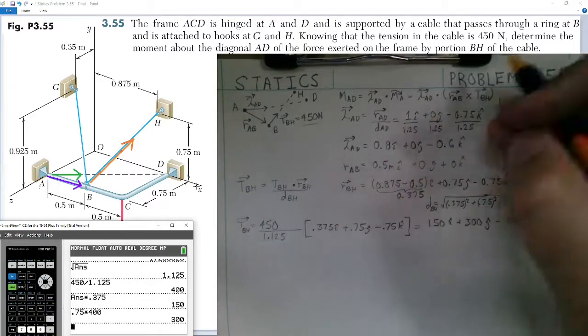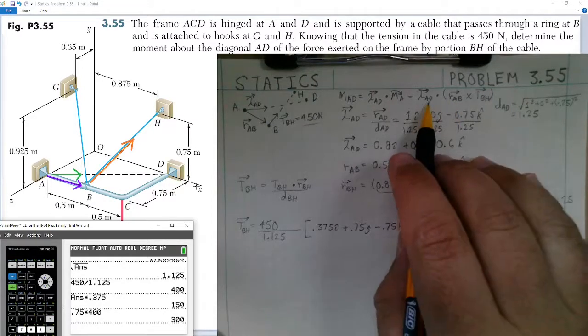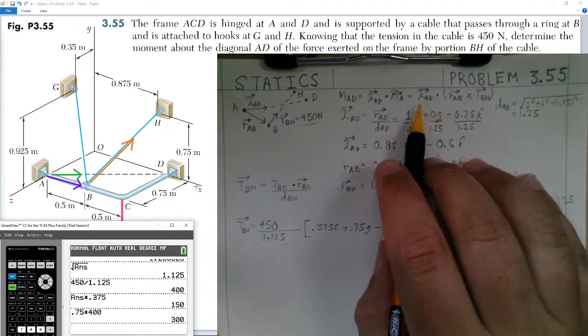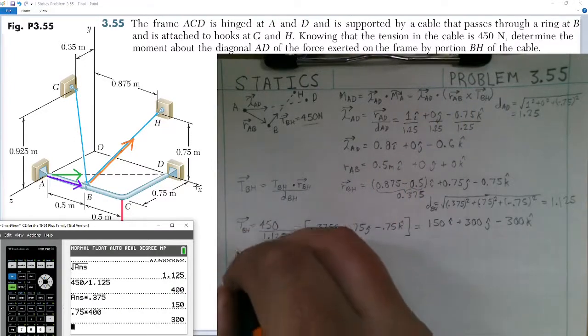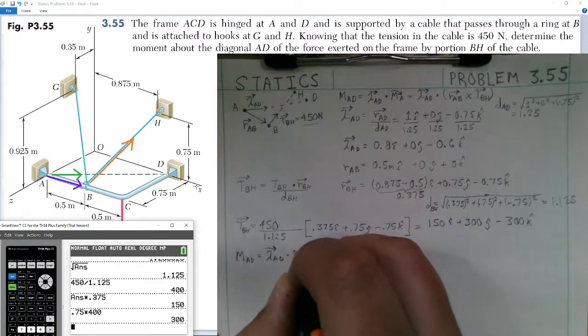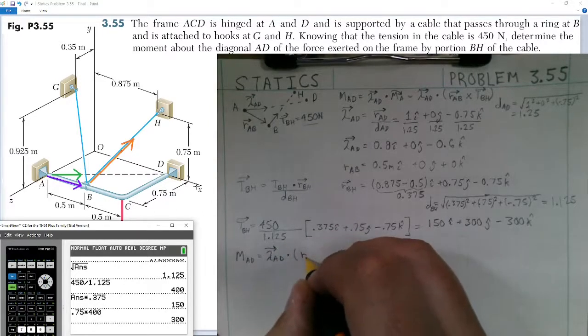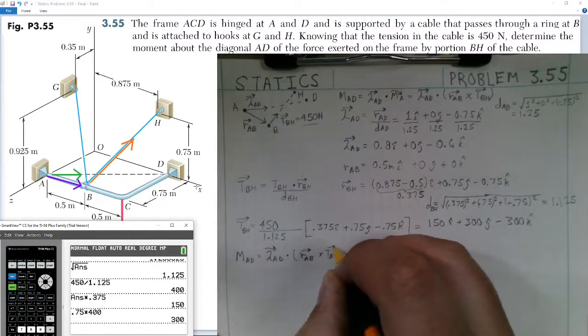We have our position vector going from A to B. We have our unit vector going from A to D. We have everything we need. We can now plug this into our formula. So write this out again. Moment AD essentially turns into the unit vector from A to D, the dot product of that with the cross product, the moment vector about A, which is position from A to B, cross tension at B going to H.